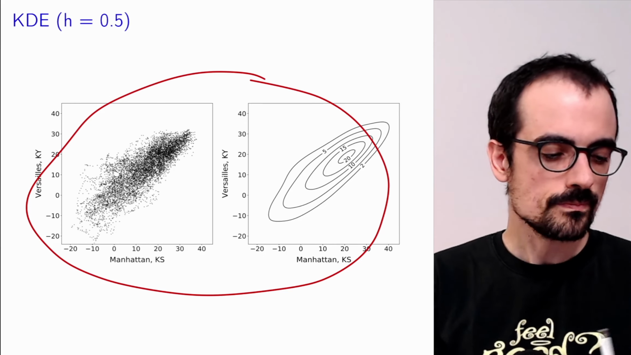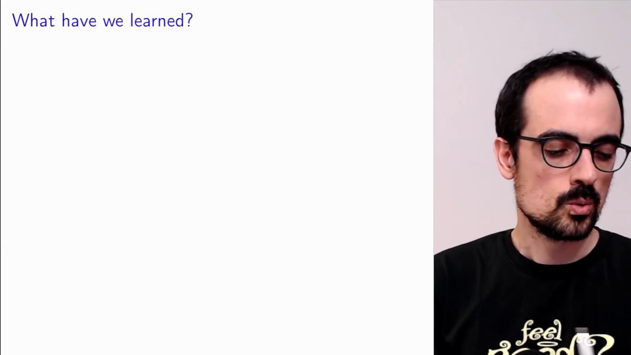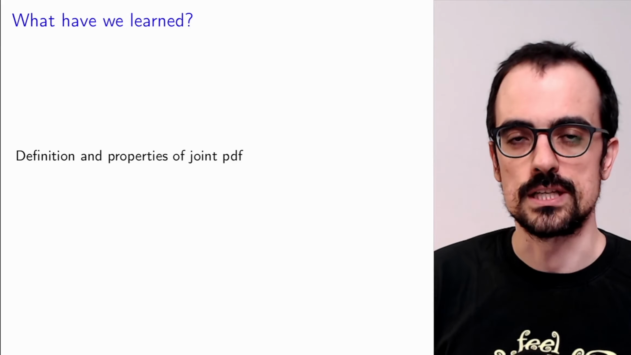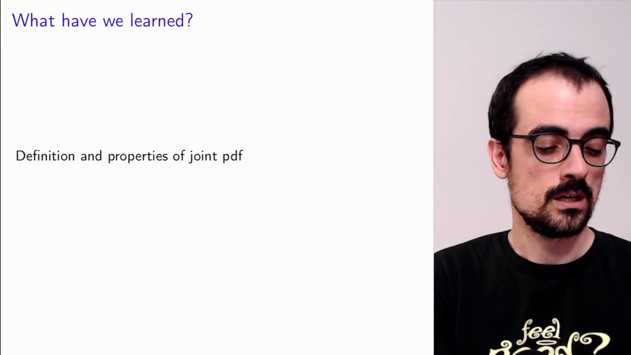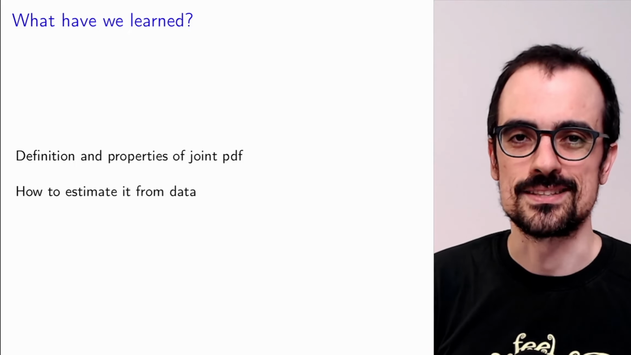All right, so what have we learned? We have learned the definition and properties of the joint probability density function of multiple continuous random variables, and we have also learned how to estimate it from data.